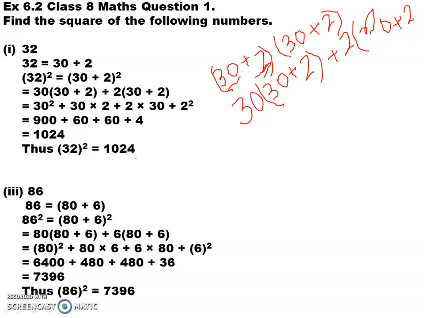86. 86 can be split as 80 plus 6. Then what will you do? 86 square can be written as 80 plus 6 the whole square. 80 plus 6 the whole square is 80 plus 6 into 80 plus 6.